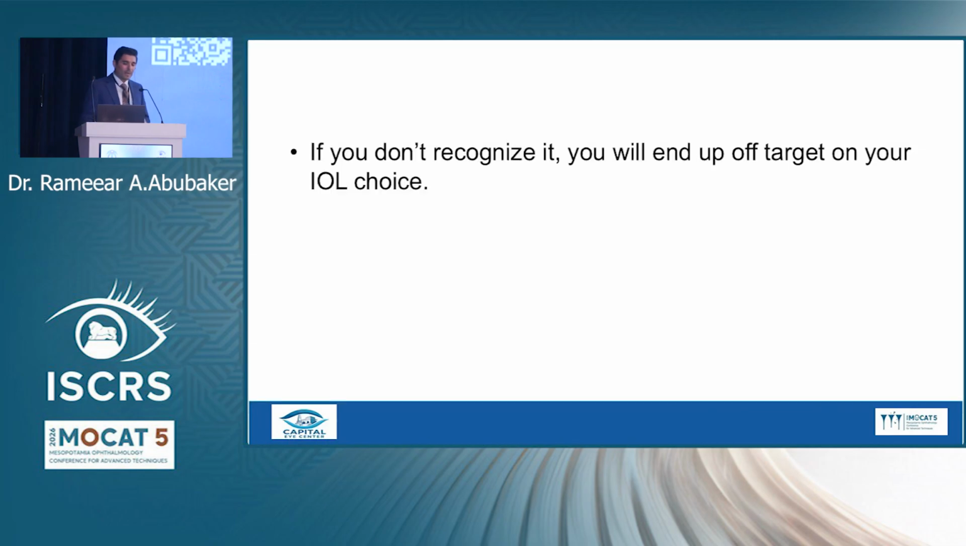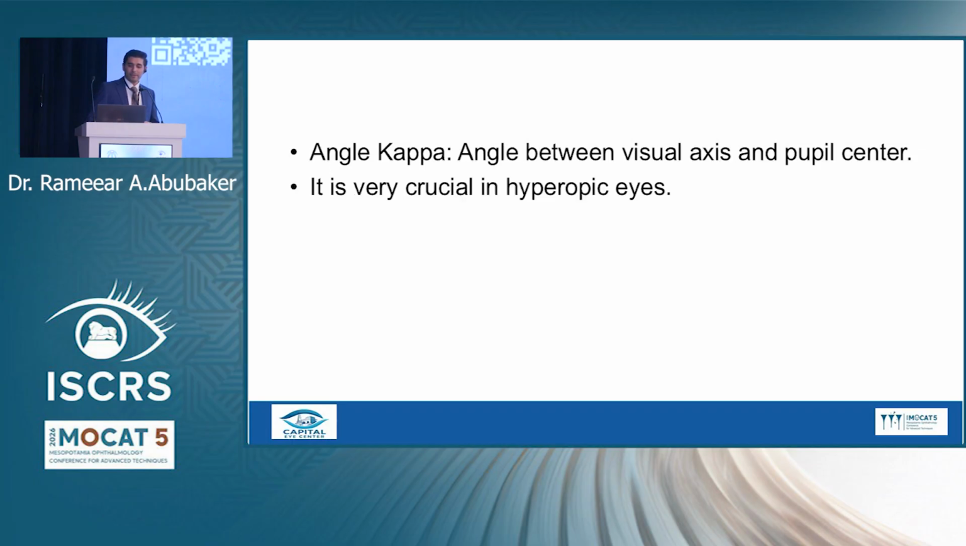So why is it important? Because if you don't recognize it, you might end up off target on your IOL choice. Angle kappa is also important, especially in hyperopic eyes when you do laser refractive surgery.